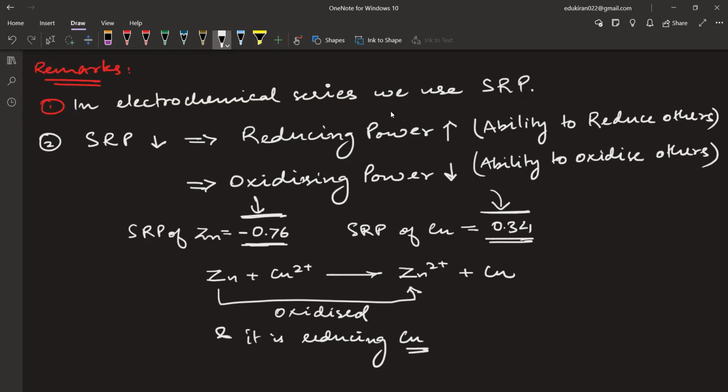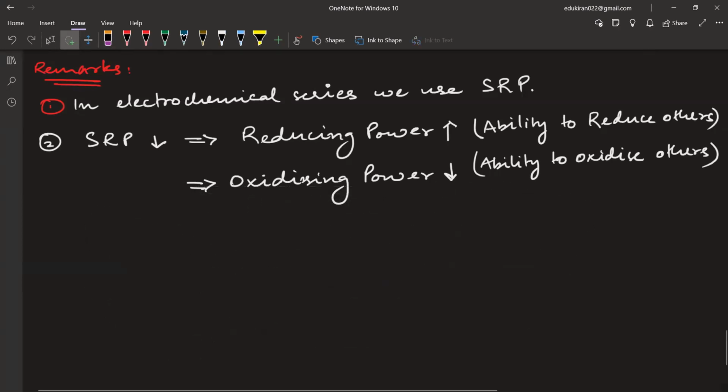It is doing both things, right? So see, reducing power means the ability to reduce something else. I have written ability to reduce others. So whose reducing power is higher here? Who has the ability to reduce something else? Zinc has. Okay, now it is clear, Fatima? Yes, sir. Okay, so let us do one question, it will be a bit more clear.